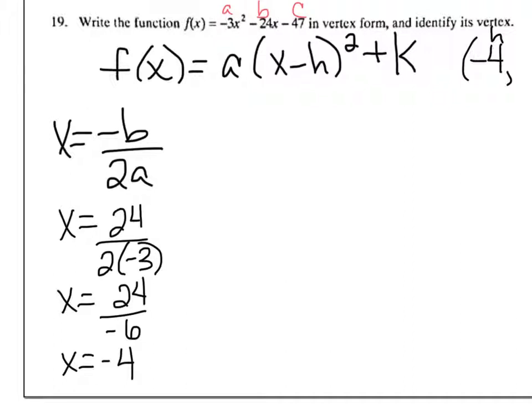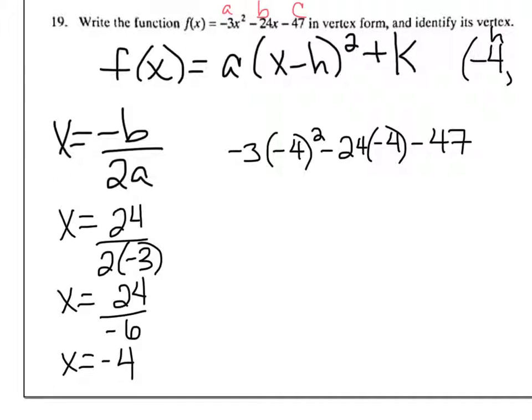So we're going to have negative 3, and again we're going to take out x and plug in negative 4 for it, minus 24 times the x, which is again negative 4, minus 47. In a scientific calculator, you could type this straight out. Just make sure you use parentheses. Let's go ahead and solve it by order of operations just in case.